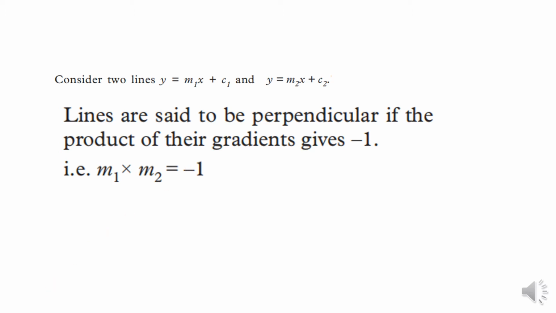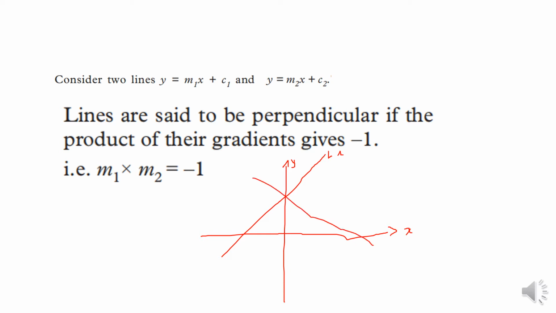So let us use a Cartesian plane. You have the x-axis, and here we have the y-axis. Let us draw any line. This is line 1. Now line 2 is perpendicular to line 1, like this. This is line 2. It means that line 1 is perpendicular to line 2, or line 2 is perpendicular to line 1.